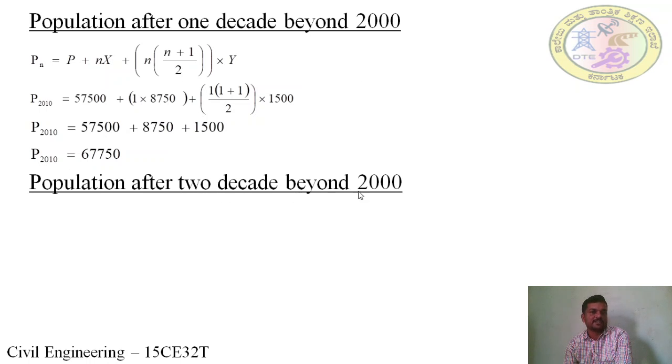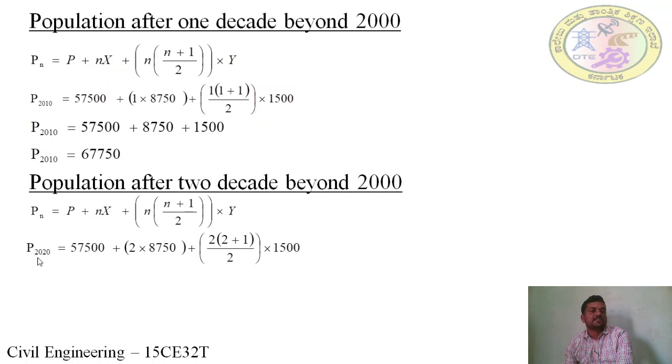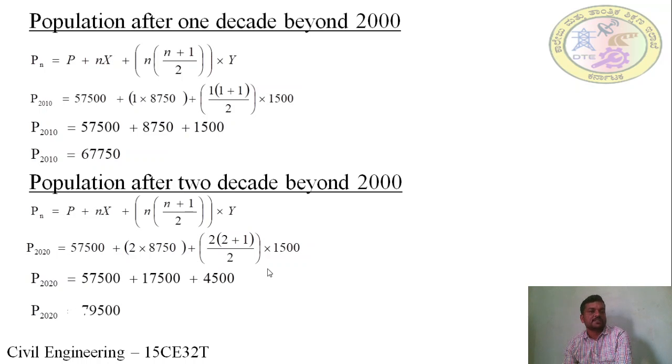After 2 decades beyond 2000 means 2020. So here we need to find out the population for the year 2020. We know the population for the year 2000, that is 57,000, plus the number of decades here is 2. So the value of n is equal to 2. The x value is already found out, 8,750. The y value, the average incremental increase in population, is 1,500. After solving this, the population for the year 2020 is 79,500.